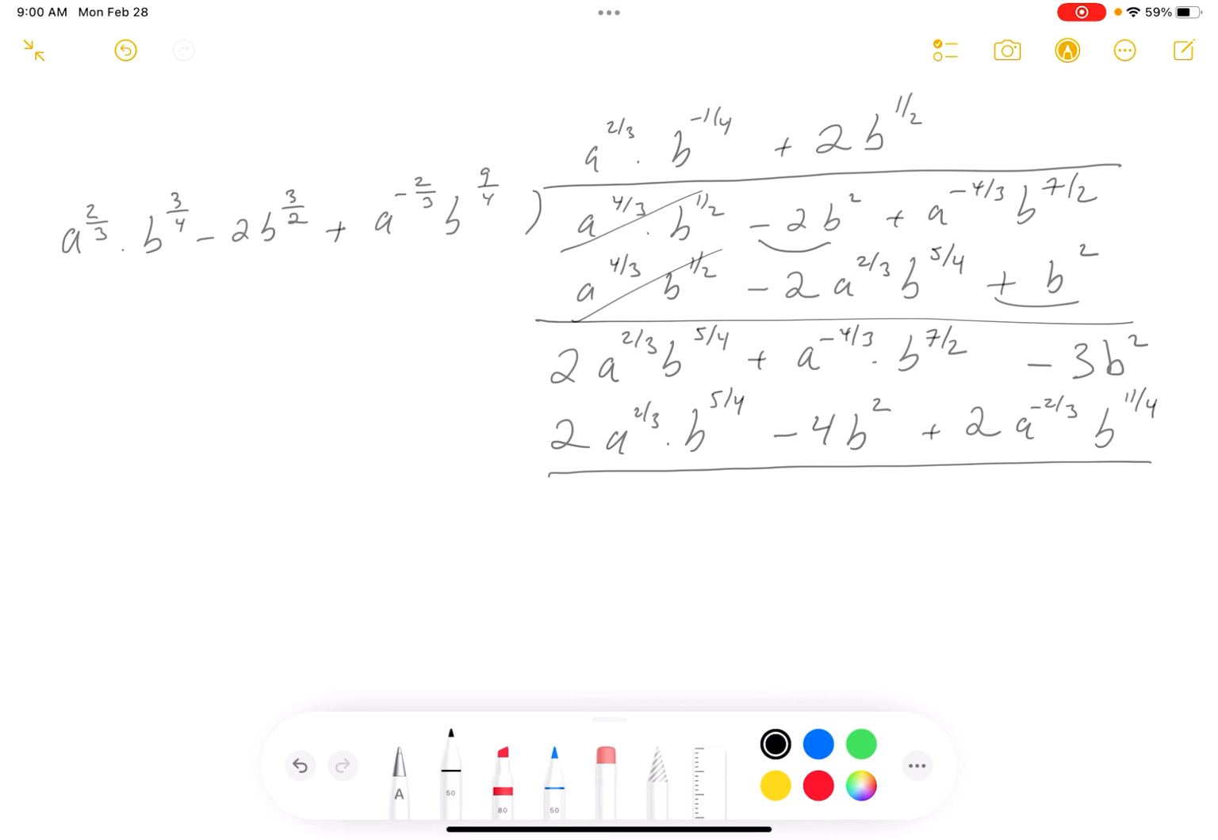Let's see if I did that right. I got the 2, a to the minus 2/3, 9 quarters, 2 quarters. Yeah, I think okay. What do you get over here? You get plus b squared. All right, that's good. What else do you get? You get minus 2a to the minus 2/3, b to the 11 quarters, plus a to the minus 4/3, and b to the 7/2.